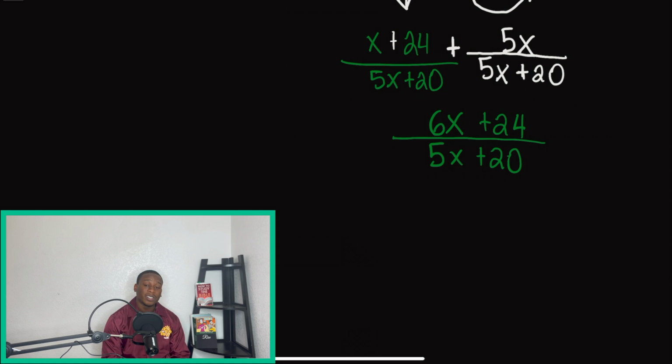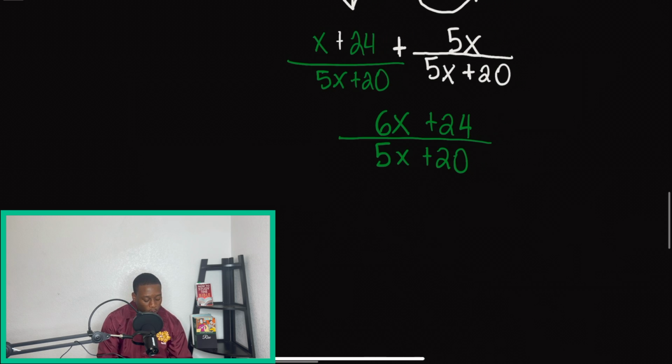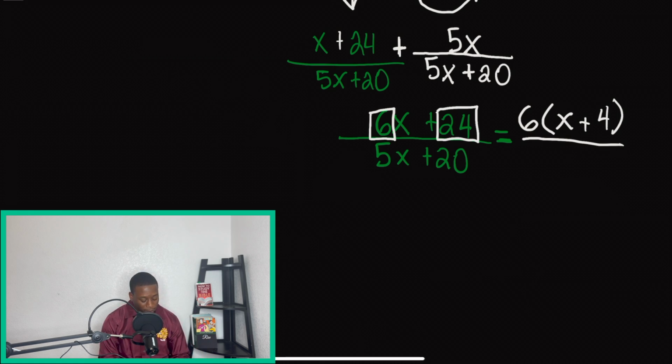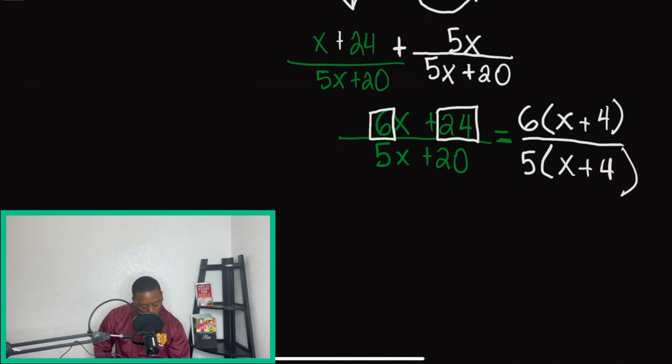What we're going to do is focus on pulling out a greatest common factor for the numerator and denominator. So what does that mean? I'm looking at the top part of the fraction, and I want to know, can I pull out a number that goes into both 6 and 24? And the answer is yes, I could do 6. So once I pull out 6, I'm going to have inside parentheses x plus 4. Then we go down to the denominator and do the same exact thing. In the denominator, I'm going to pull out 5. And when I pull out 5, I'm left with x plus 4 on the bottom.